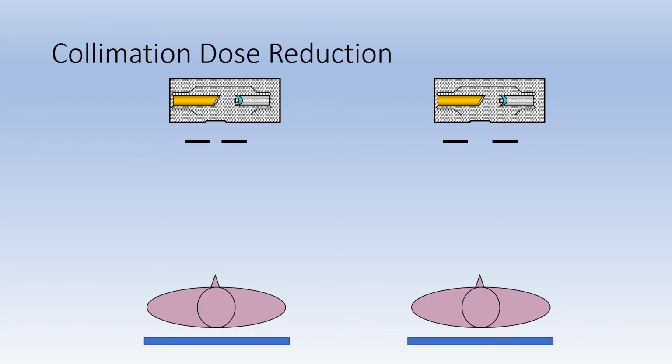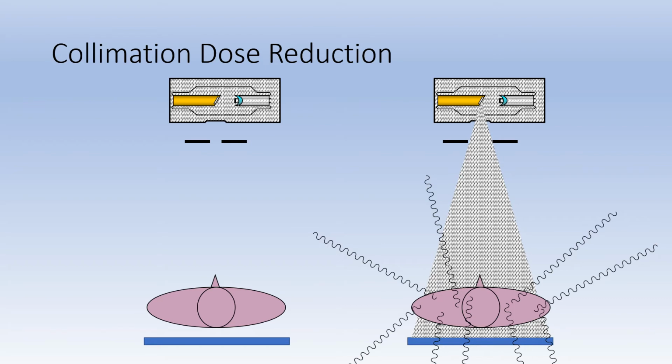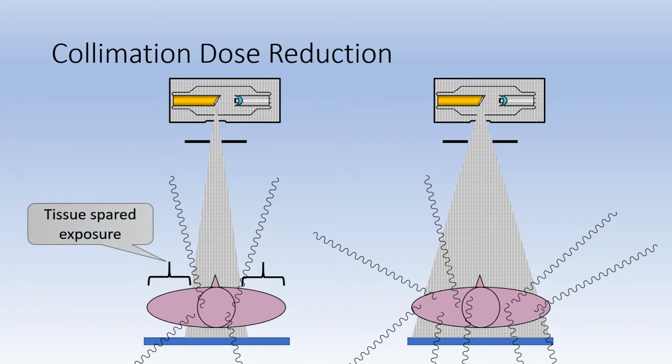Here we have 2 identical patients, except for the patient on the left is subjected to tighter collimation. When exposed, the patient on the right produces a large amount of scatter. This scatter fogs the image, reducing visibility of detail, but also increasing the dose for anyone assisting in the room. The patient on the left produces significantly less scatter, with fewer bad side effects of that scatter. The patient on the left benefits from tissue sparing. These tissues and organs are not exposed to the primary beam.